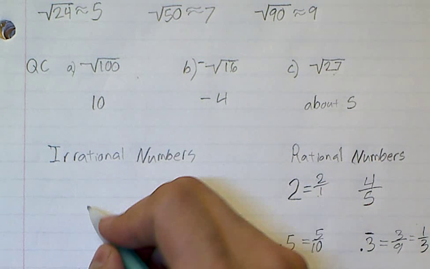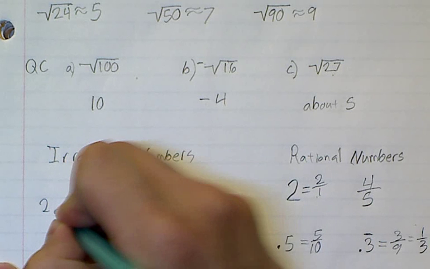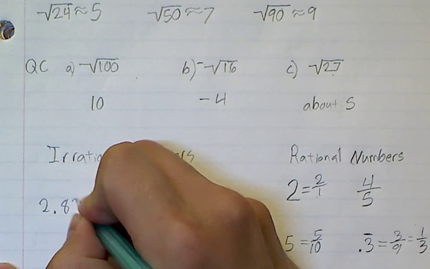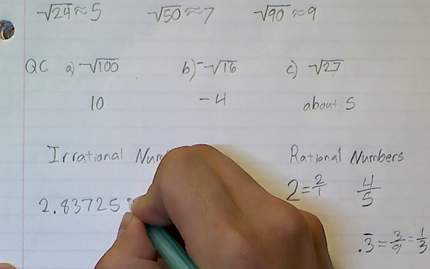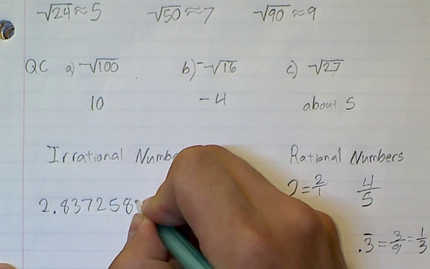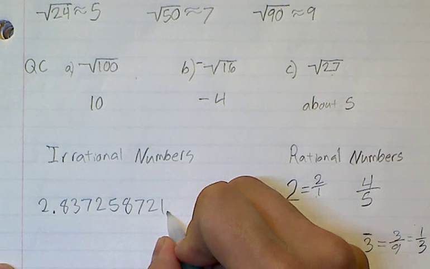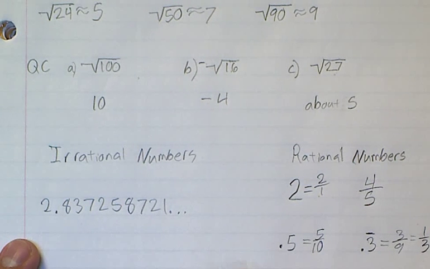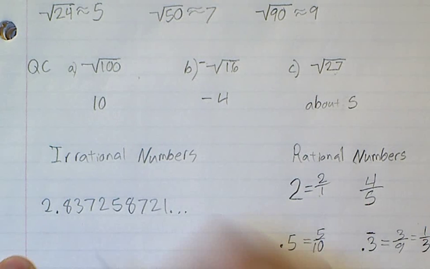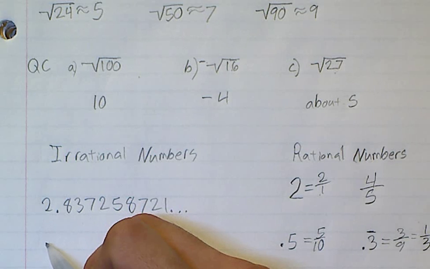Irrational numbers look like this. You could have 2.837258721, and it just keeps going. Okay, and you don't see at any point where it stops to repeat. It just keeps going and going forever. There's a number like that we've actually used in math before. I don't think we've really used it this year that much or at all, but you used it down in elementary, and it's pi.